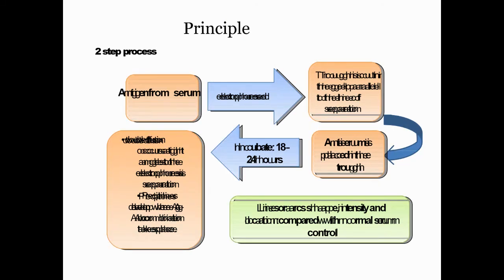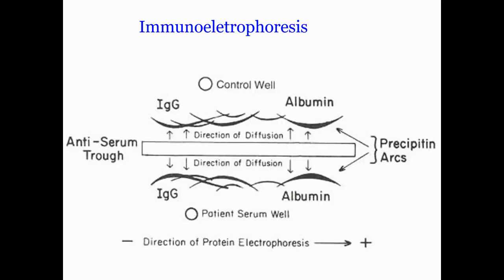It's a two-step process. The antigen from serum will go for electrophoresis, and then this antigen will go for precipitation reactions after 24 hours. The antigen will be separated, and then the antigen will react with the antibody, going for incubation for 24 hours, and then you can form the precipitation reactions over there. So this is the thing.